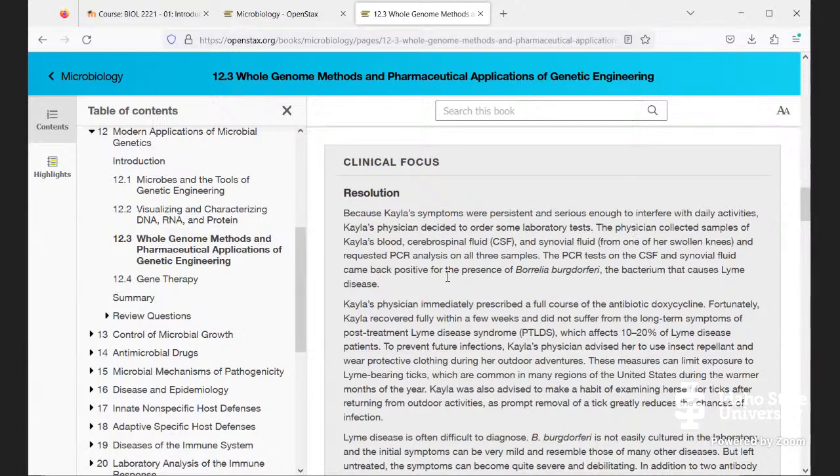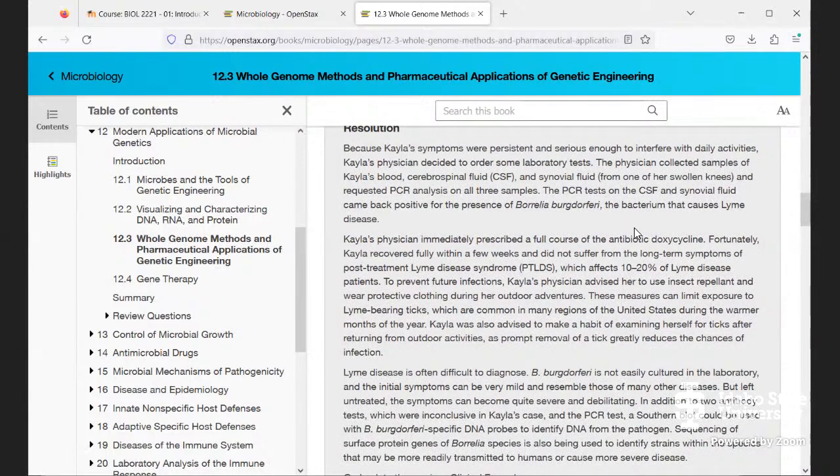So they request some PCR analysis of this. We want to try to amplify what we're finding within here. Maybe the level of antibody wasn't sufficient, but if this organism truly is present, maybe there are some subtle signatures of its DNA that we might be able to detect from these specific fluids, right? So as we move through here, the tests from the spinal fluid and the synovial fluid both come back positive for the presence of the culprit, Borrelia burgdorferi. It's the bacterium that causes Lyme disease.